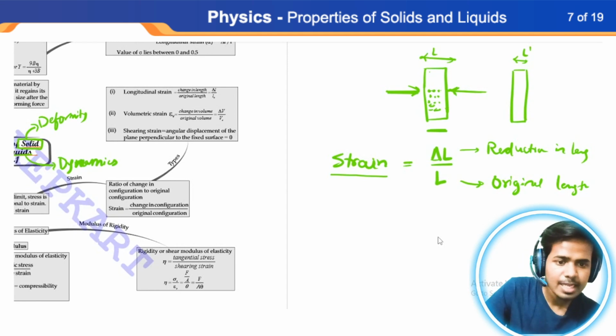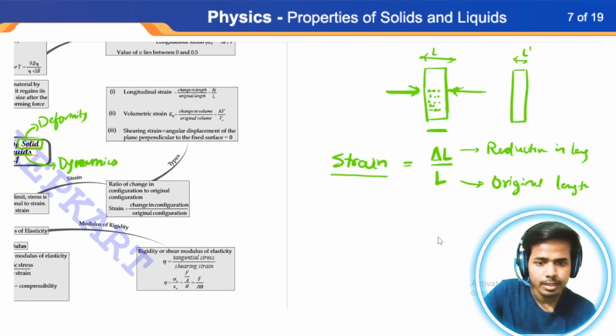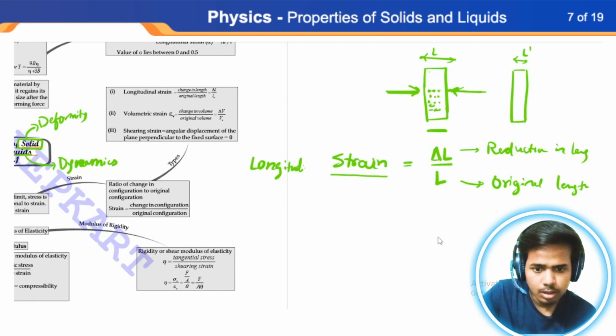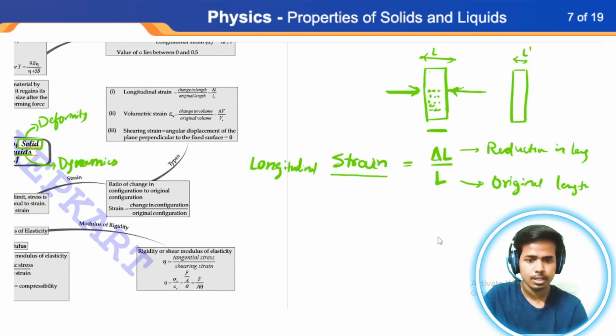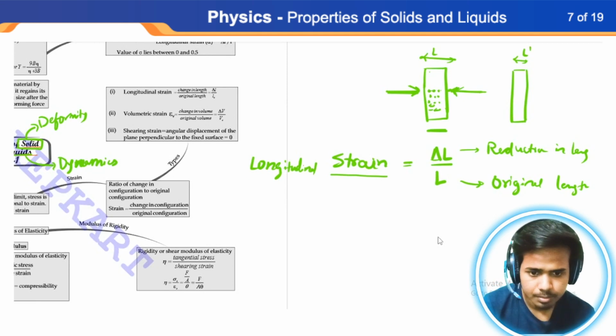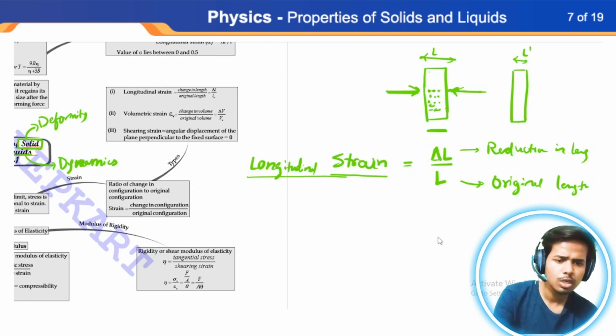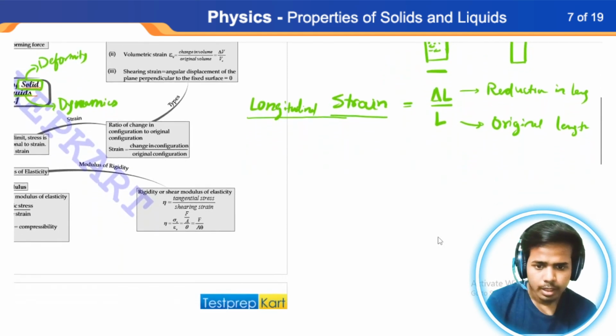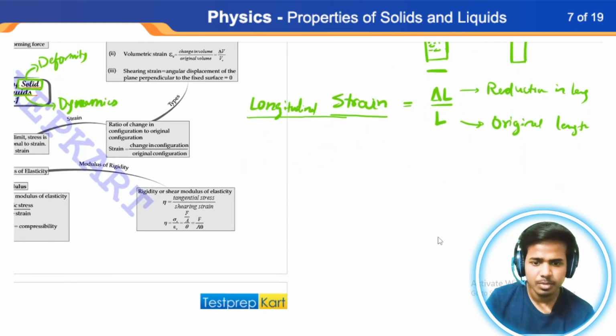Now, the reduction has been in the same direction as the force. That is why we give it the name longitudinal strain. Sorry, strain. We'll talk about stress as well. In the same manner, we will have something called volumetric strain.